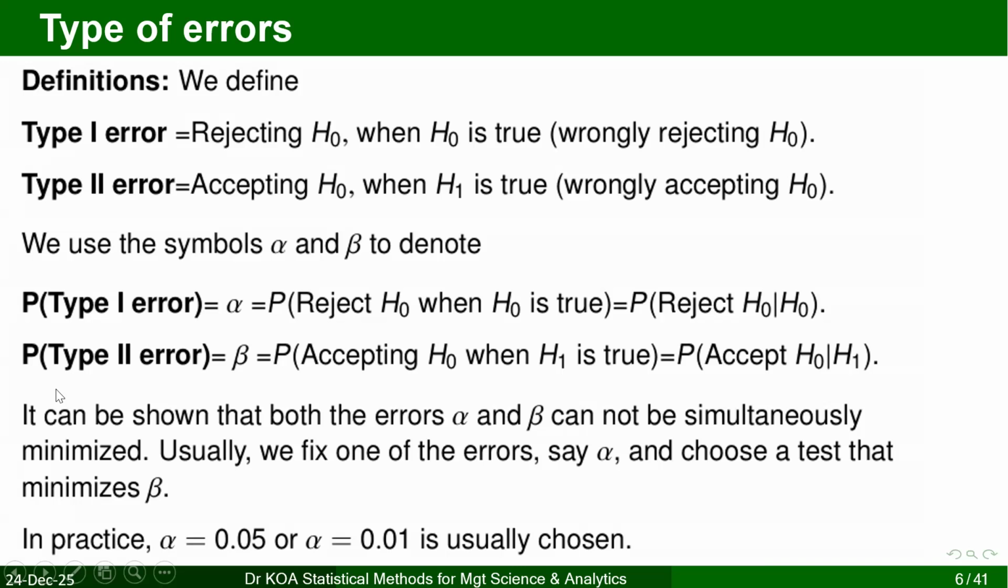Now, it can be shown that both the type 1 and type 2 errors cannot be simultaneously minimized. Usually we fix one of the errors, say type 1 error, and choose a test that minimizes the type 2 error. In a practical sense, type 1 error can be 5%, or type 1 error can be 1%. The best is type 1 error being 0.1%. There are basically three major ones, sometimes four. Four is when you include 10%. That is 0.1%, 1%, 5%, and 10%.